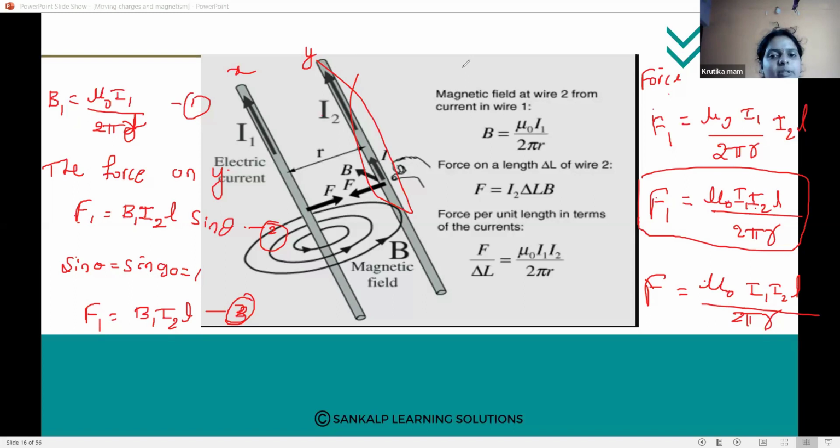Yes. Copy down the steps. If any doubt is there, you can ask. Otherwise, copy it as it is. Draw the diagram also.